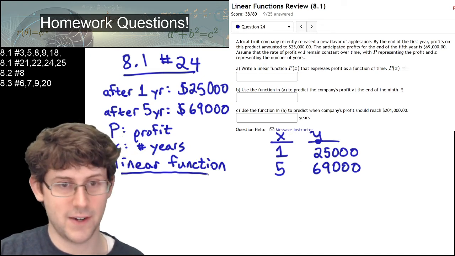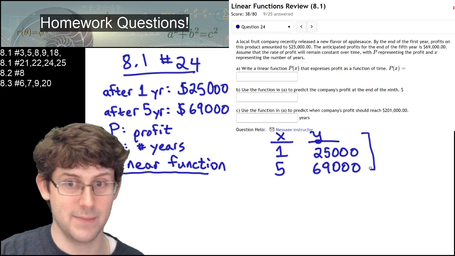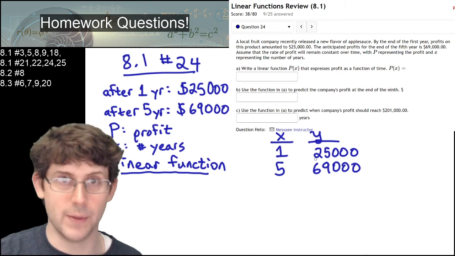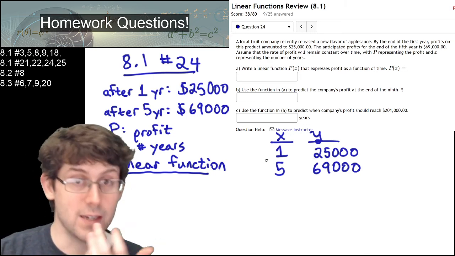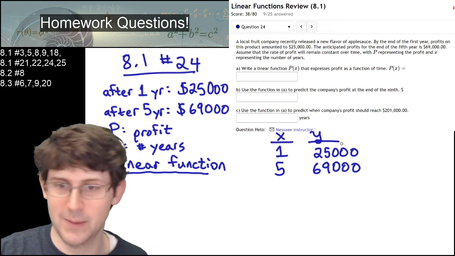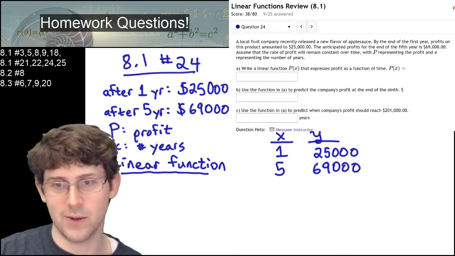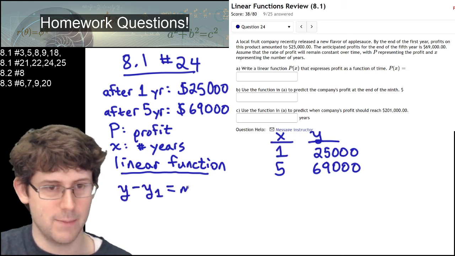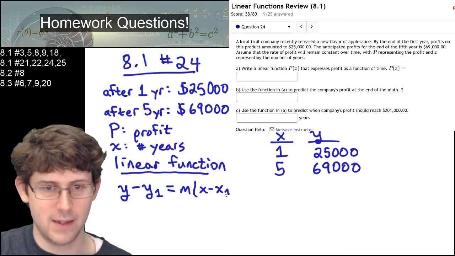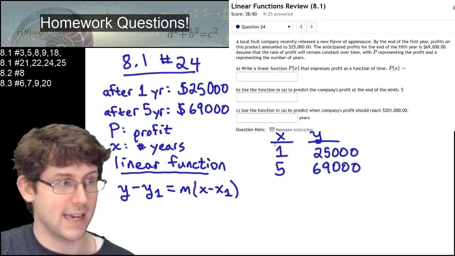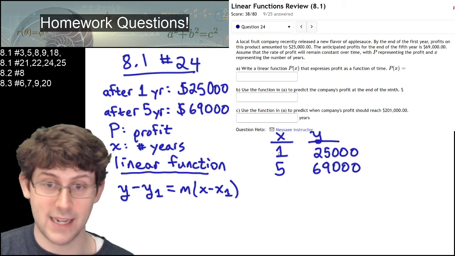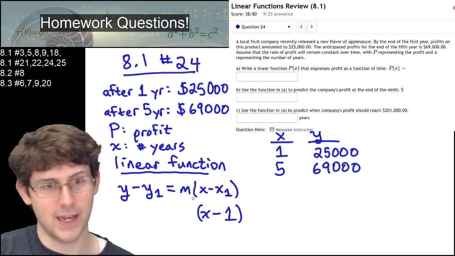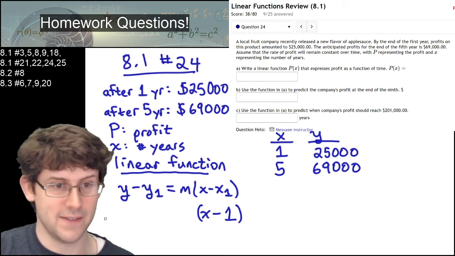Because I'm looking for a linear function and I have 2 points, I'm definitely going to use point slope form. Slope intercept form is good if you know the slope and the y-intercept. But here I don't know the slope or the intercept. So I'm going for point slope form. Y minus y1 is m, x minus x1. Well, what's x1? x1 is the first x. The first x is 1. M, I don't know yet. Y1 is the first y. That's 25,000.